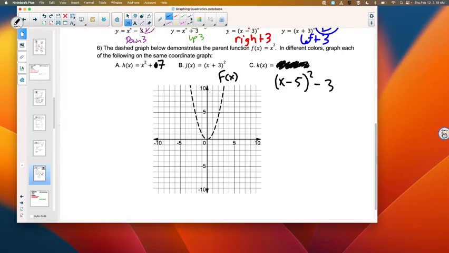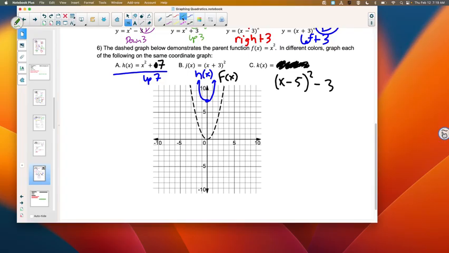Okay, so I'm going back to A. The h of x equals x squared plus 7. Well, the plus 7 means up 7. Like, that's what's happening. So go up 7. That's where the vertex is. Now draw on the parabola. That's h of x. Done.